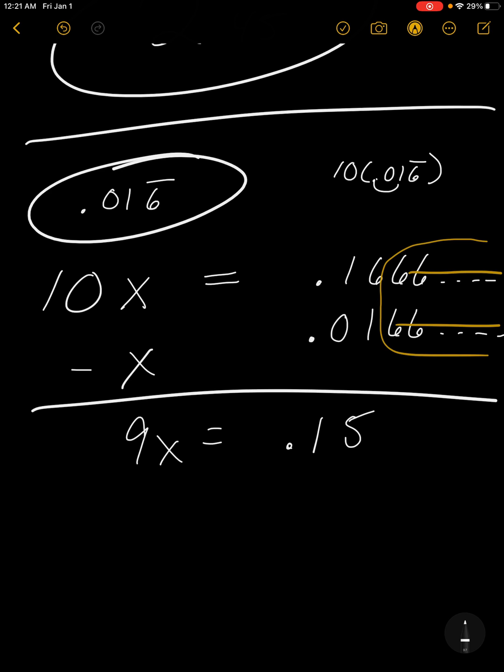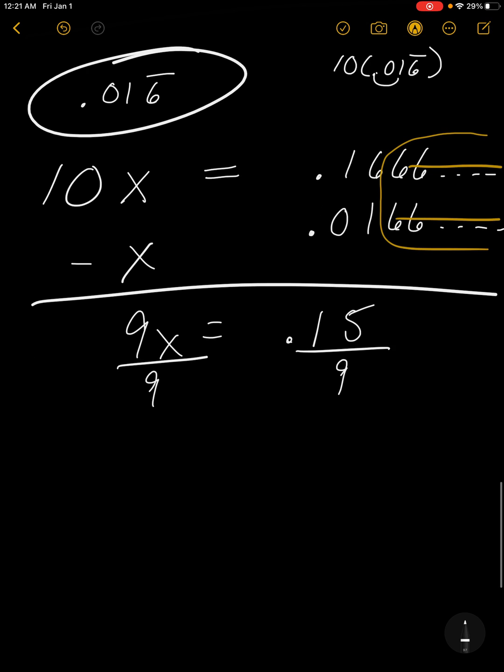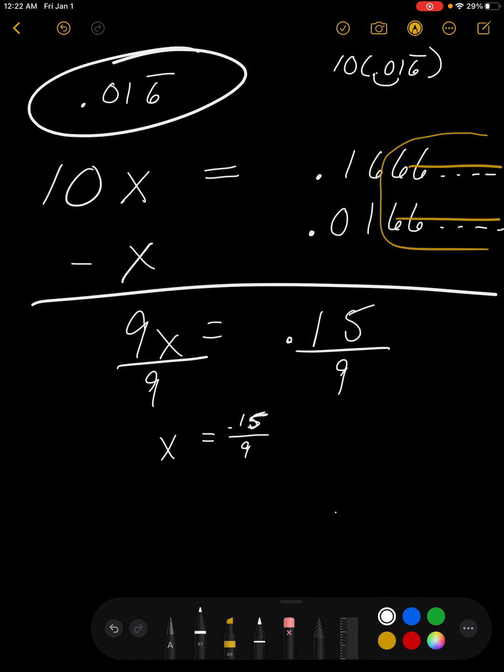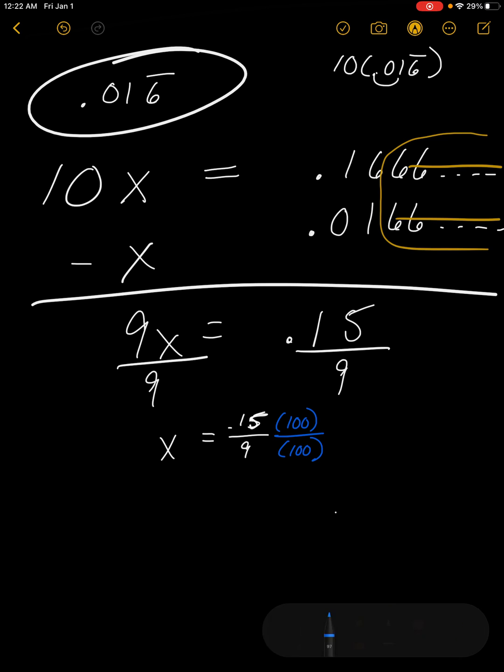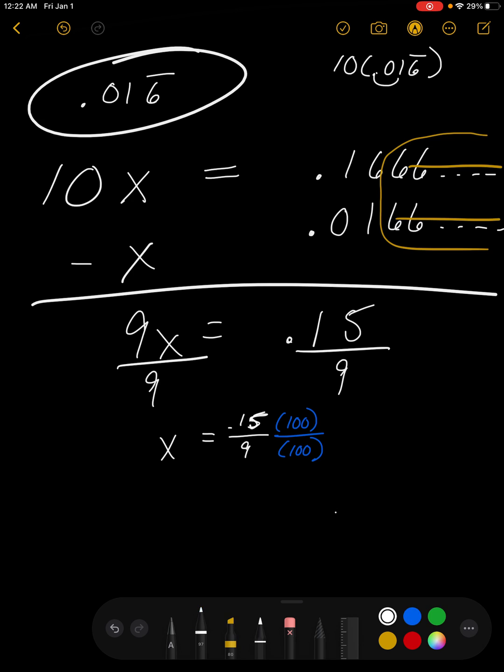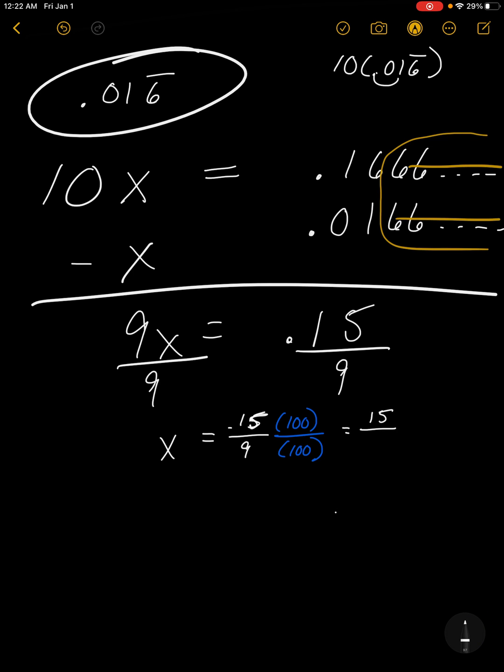6 minus 1 is 5, and 1 minus 0 is 1, but we have that decimal. It's just going to need an adjustment at the end. Divide by 9. X equals 0.15 over 9, but we can't leave it like that. We need to take that times 100 because I want to move that top number twice. So if I take that times 100, I'm going to get 15 over 900.